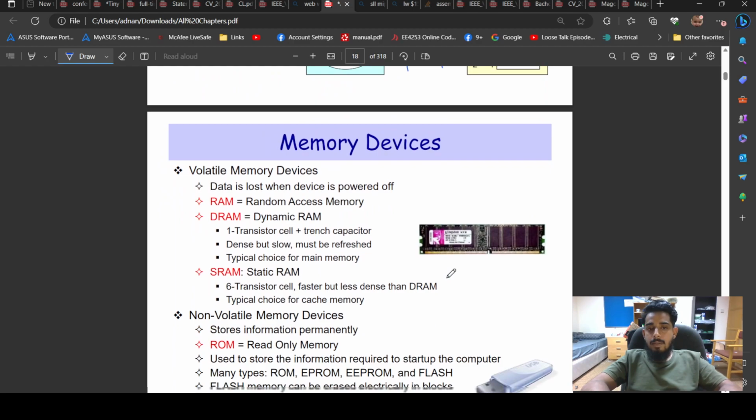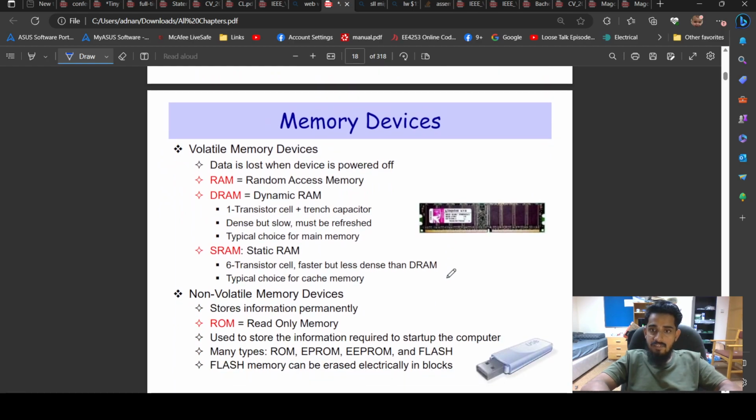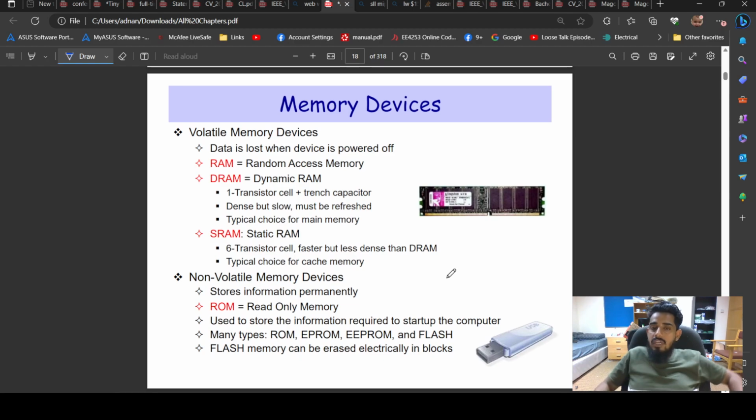Again, for the memory devices, we have two types of memory. Volatile memory devices are not permanent. Whatever is in the memory, when you switch off your system, it's going to vanish. And non-volatile, whatever you have will stay in the memory, whether you shut down your system or not. For volatile memory, we have different types, like RAM, DRAM, and SRAM.